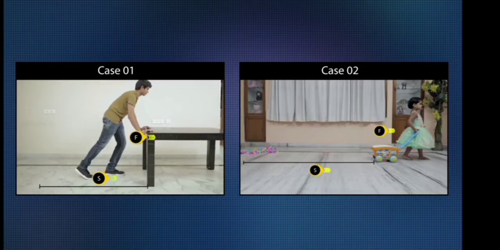When a force is applied on a body and the body gets displaced in the direction of the force, the work done by the force on the body is said to be positive.